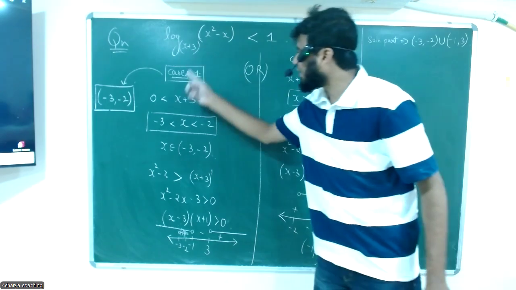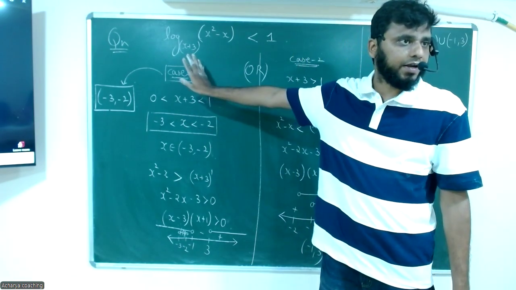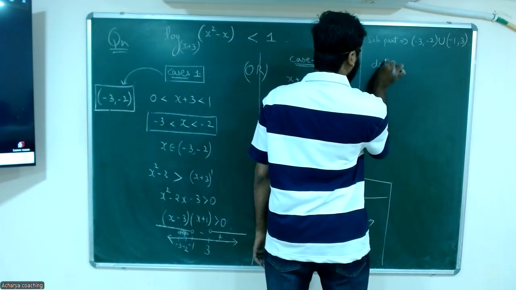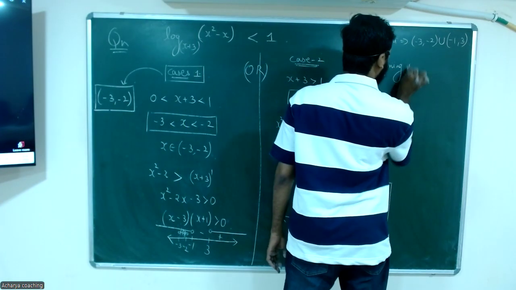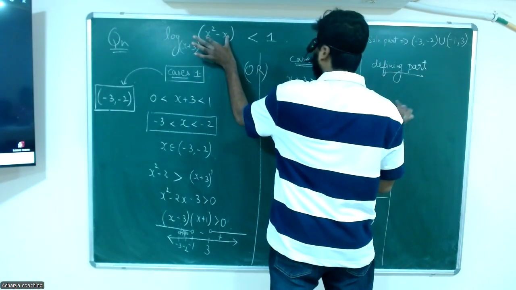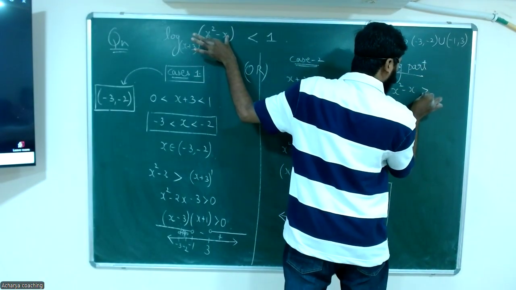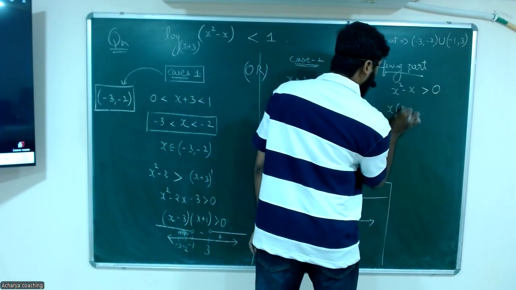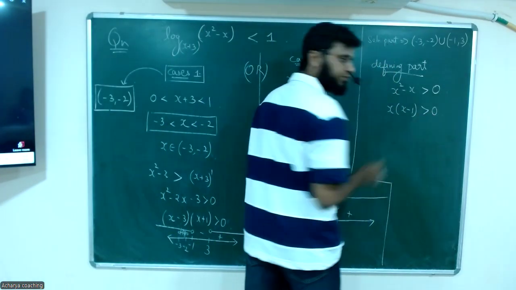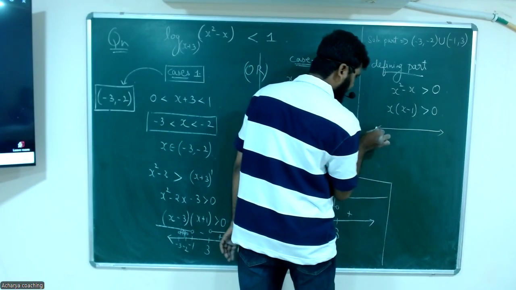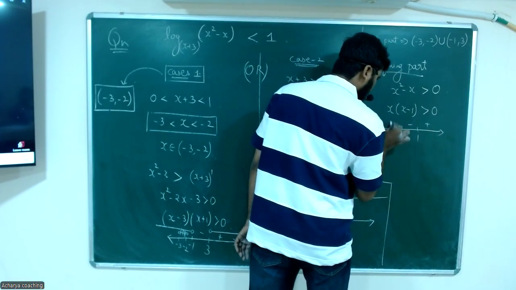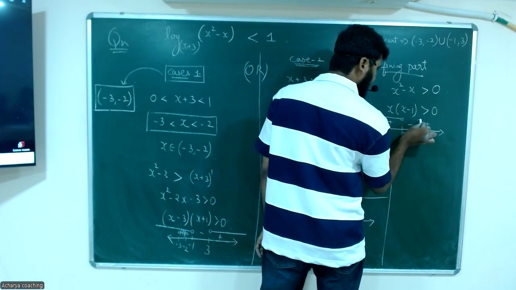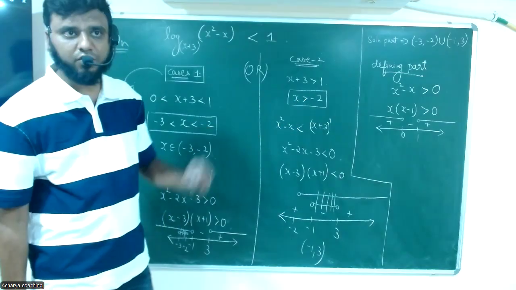So base anyway, we have taken with cases only. Base we have taken greater than 0, not equal to 1 only. Now this defining part is there, right? Inside log, whatever is there, this should be strictly greater than 0. I can take x common from this: x into x minus 1 strictly greater than 0. Find critical points 0 and 1, plus minus plus. So defining part, what is the answer? This region. Clear? This is the answer for defining part.